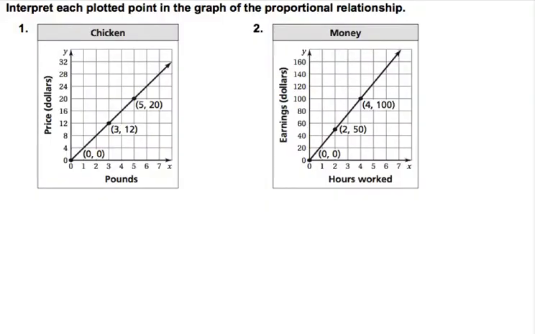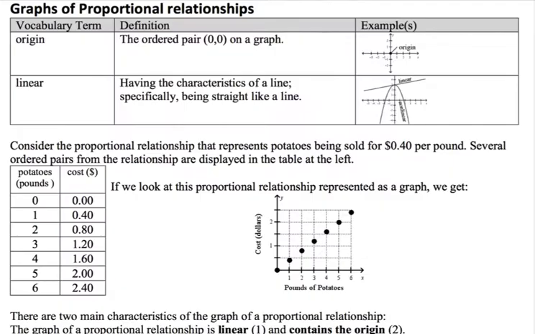Okay, let's interpret each of these plotted points. I'm just going to verbally interpret them. This plotted point right here says pounds of chicken, price. 0 pounds of chicken costs $0. This would be 3 pounds of chicken costs $12, and 5 pounds of chicken costs $20. For the other graph, hours worked compared to earnings, 0, 0 means 0 hours worked, $0 earned. You don't work, you don't get paid. If you work 2 hours, you'll make $50, and if you work 4 hours, you'll make $100. That's the meaning of all those points.